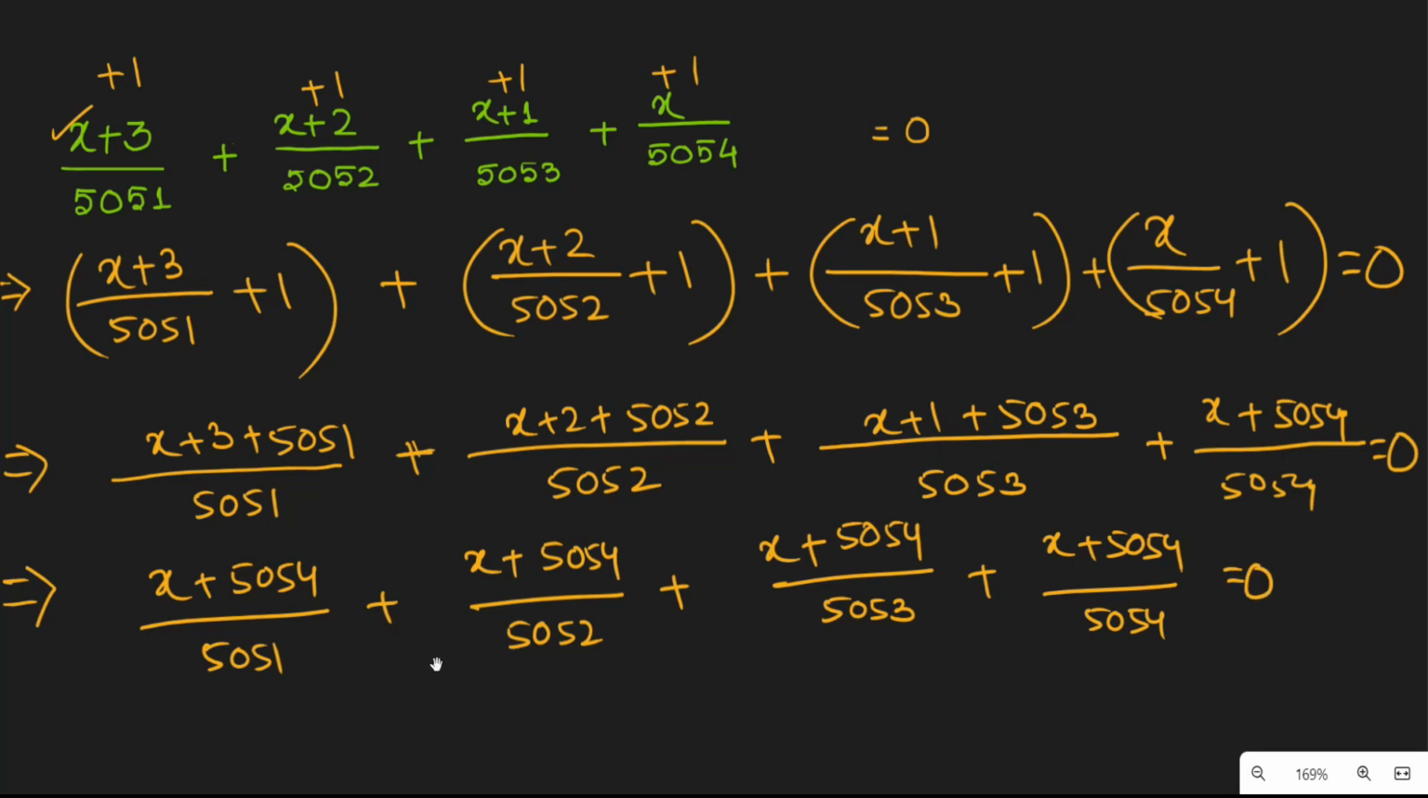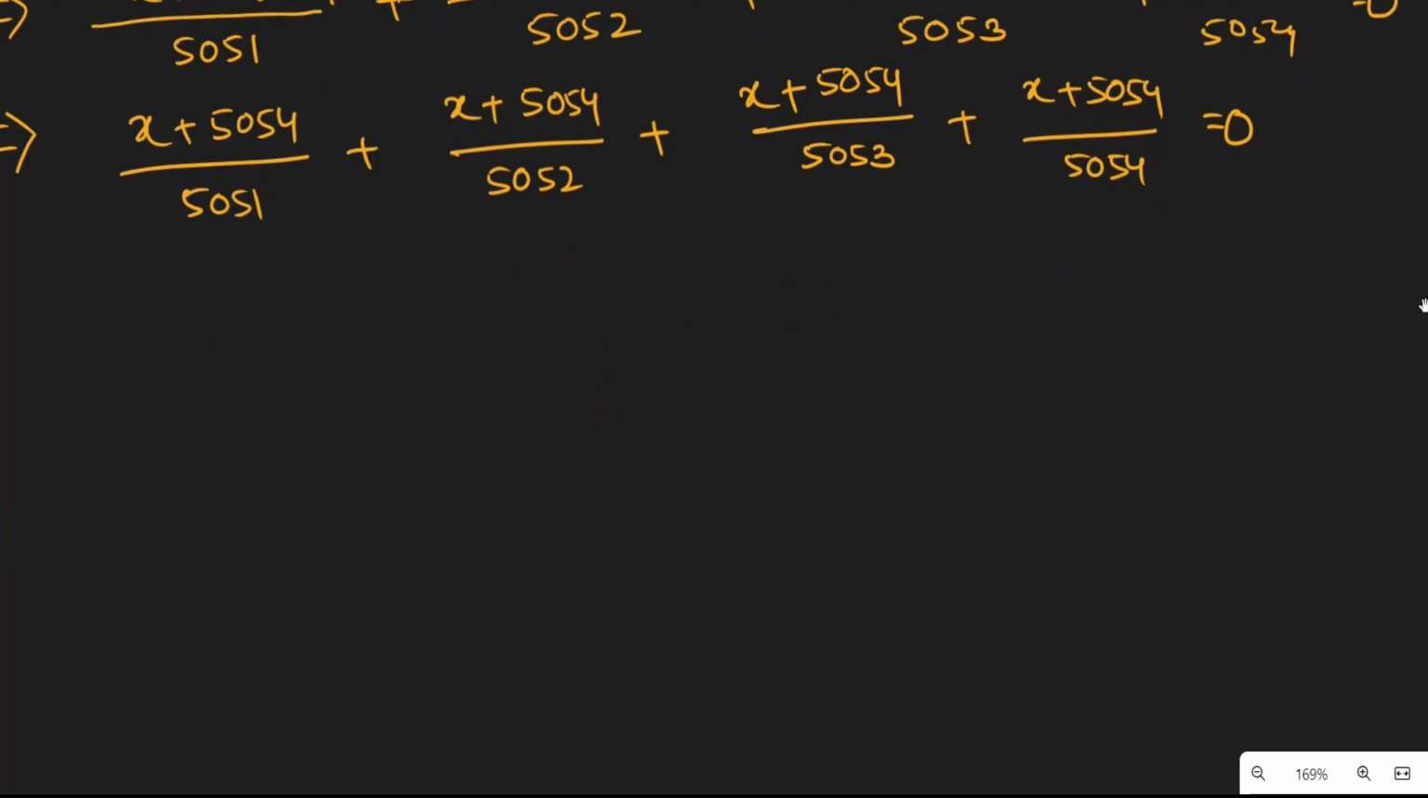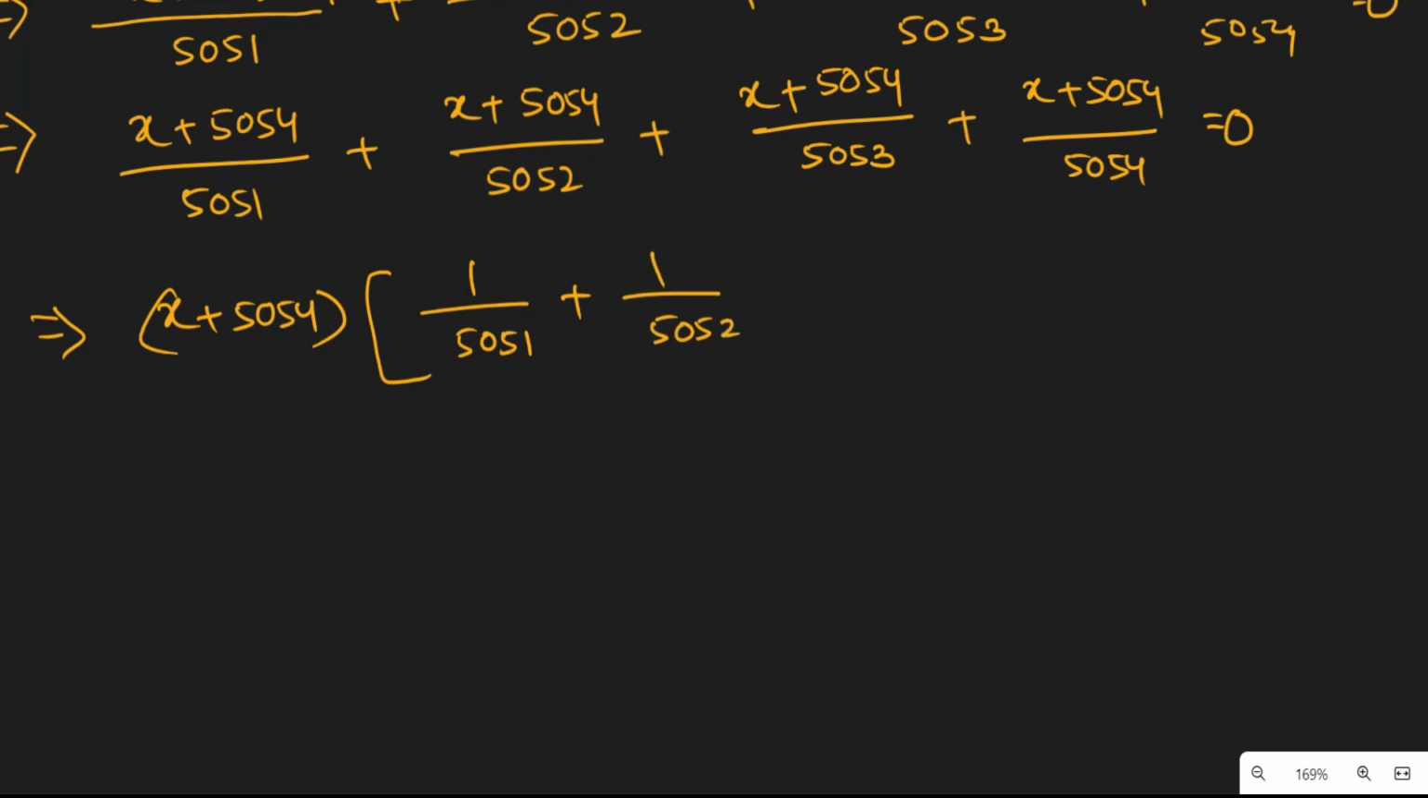We can see x+5054 is common in all the expressions. So we can take the common as x+5054 and we can rewrite this as (x+5054) times (1/5051 + 1/5052 + 1/5053 + 1/5054) is equal to 0.